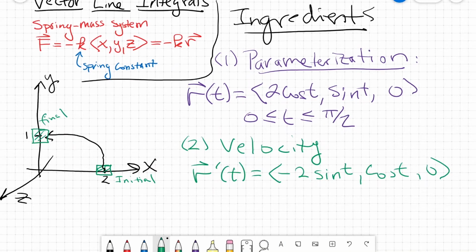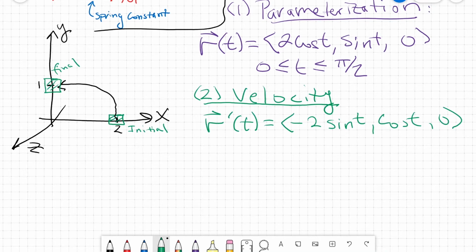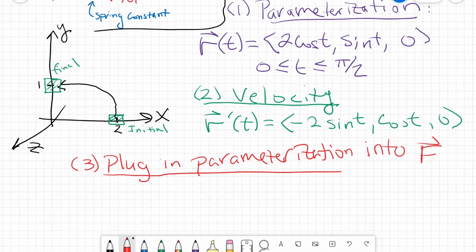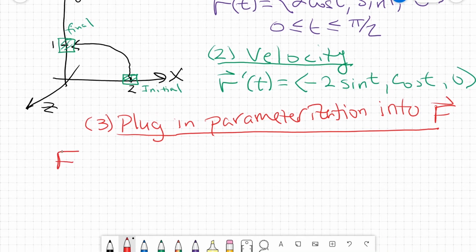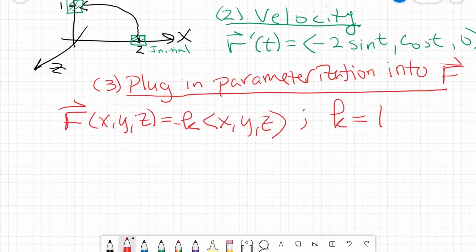So our first ingredient was the parameterization, our second ingredient was the velocity, and now our third ingredient will be plugging the parameterization into our vector field. Now our vector field is F equals minus k x y z. In fact, we've chosen k to equal 1. There was no mathematical reason to do that. We just set all of the constants in this example to 1 in order to deal with a purely mathematical problem. Hence, our vector field is actually equal to minus xyz.